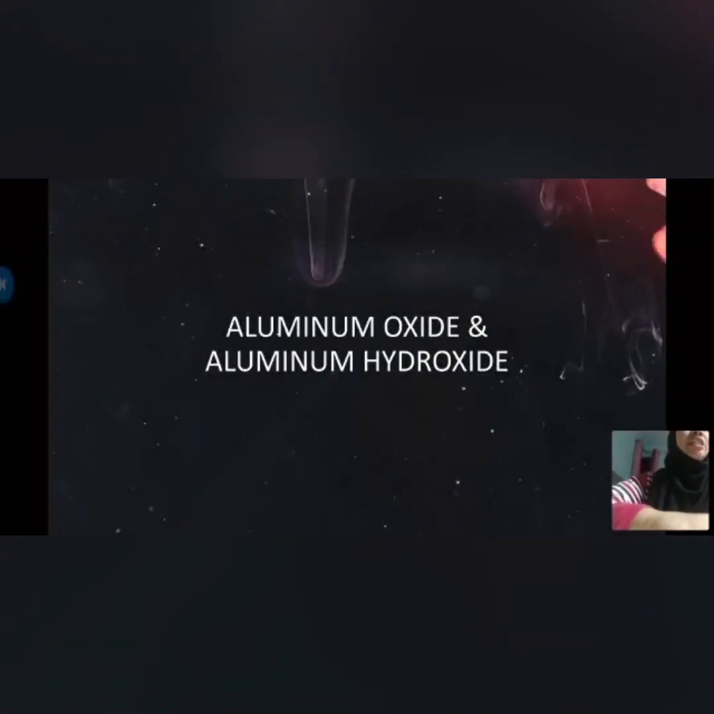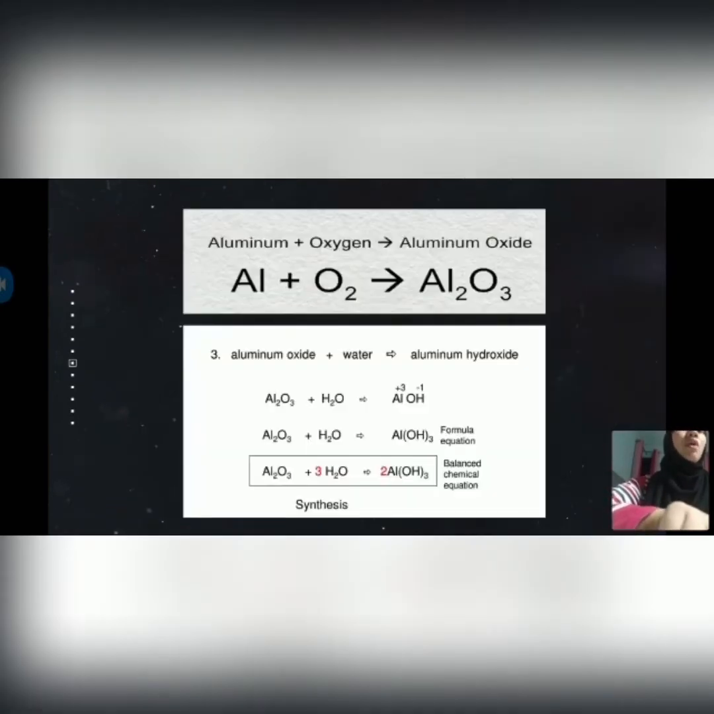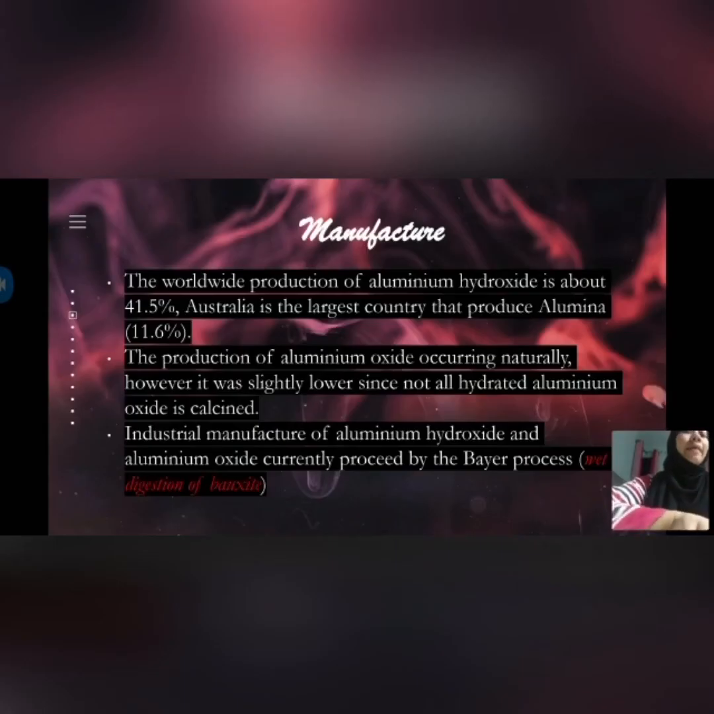In my presentation, I will focus on the manufacture of aluminium oxide. Aluminium oxide is a white crystalline powder produced by the calcination of aluminium hydroxide. This is the chemical equation of aluminium oxide. Let's move to the manufacture of aluminium hydroxide.